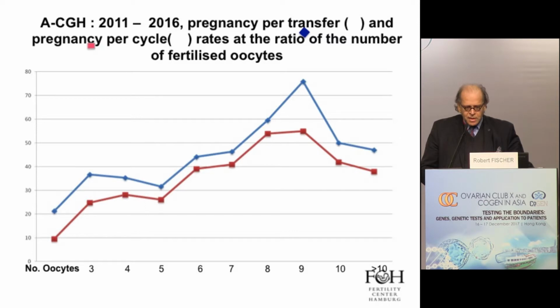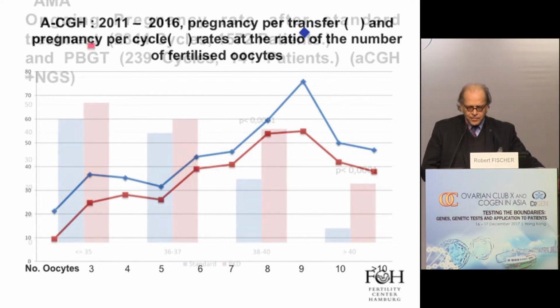So for oocytes coming from a cohort that was bigger than 10 fertilized oocytes, again, we could see a drop in the implantation potential, although it was a euploid embryo.